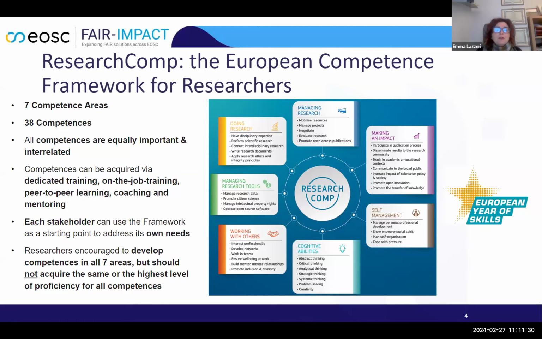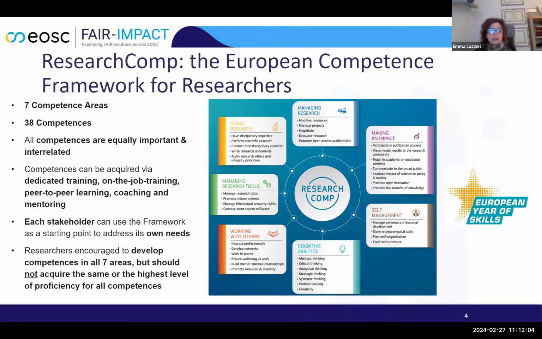This ResearchComp, as it is defined, includes many skills that are related to output management, but also open science. This is a framework that has been developed in parallel to the Skills for EOSC framework that I will present later today. And we are indeed quite aligned. ResearchComp is a higher level framework, whereas Skills for EOSC has been working to go more into the details of the single skills that not only researchers, but also other actors need to implement open science.